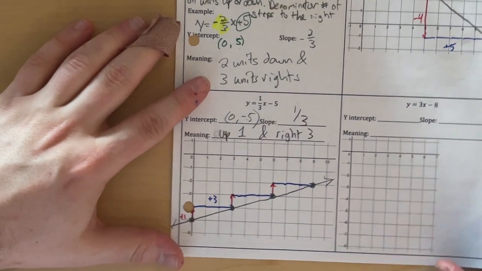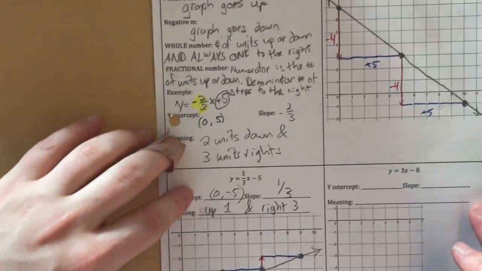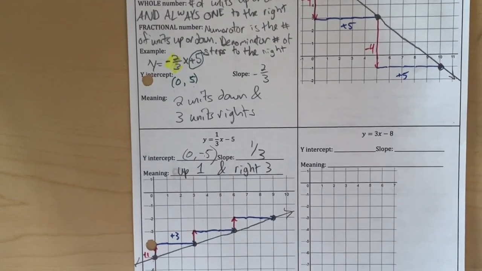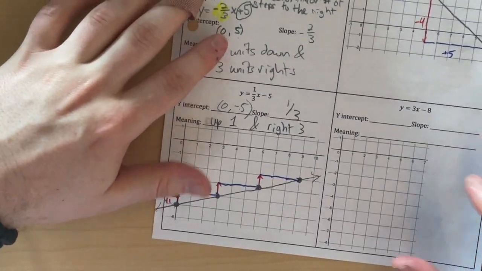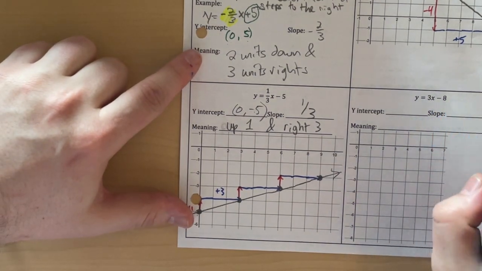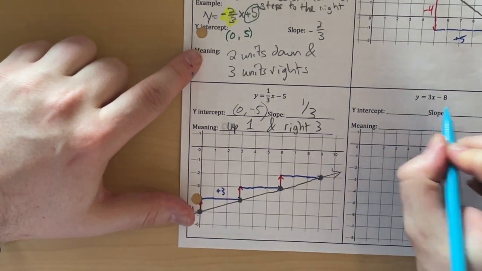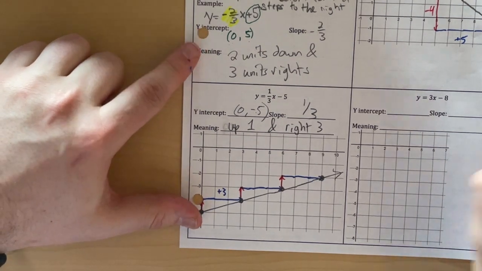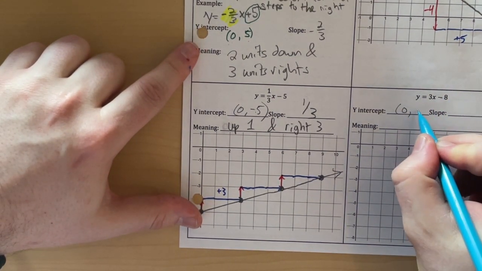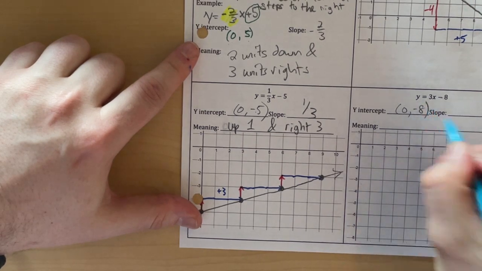All right, and then on the bottom right, it has the equation y equals 3x minus 8. So be able to identify that slope and that y-intercept given that equation. So we're gonna say our y-intercept, again, is where x equals 0. Our y value is gonna be negative 8.